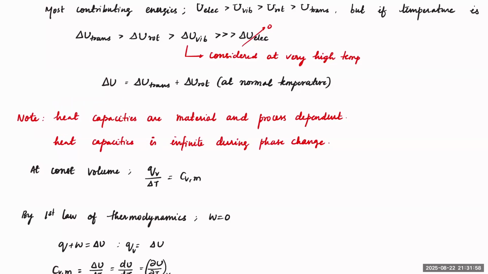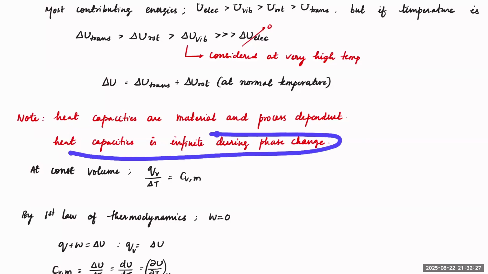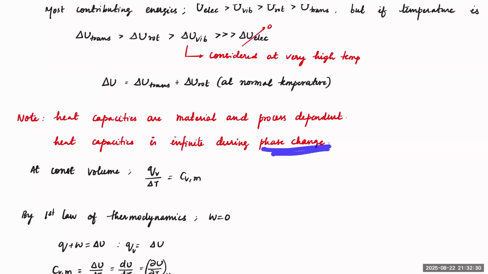So heat capacity is mainly material dependent and process dependent. Whether the material we are using has more heat capacity or less heat capacity. And then it is process dependent. What type of process are you checking the heat capacities in? Is it isothermal, adiabatic, isochoric, right? These types of processes all vary the heat capacity. And heat capacity is infinite during phase change.